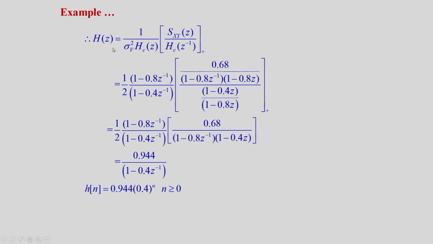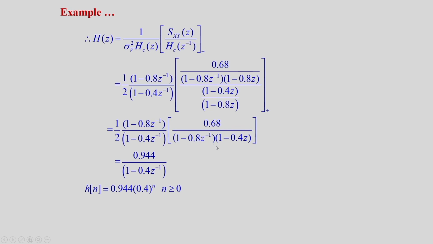Now Hz is equal to 1 by sigma v square into Hcz into the positive part of Sxyz divided by Hcz inverse. So we will substitute each term. Sigma v square is equal to 2, Hcz is equal to this part, and Sxyz is equal to this part, and similarly Hcz inverse is this part. So, ultimately we will get an expression like this.